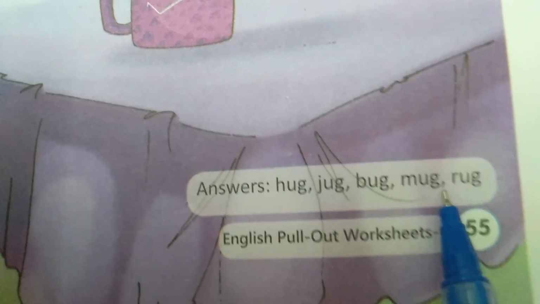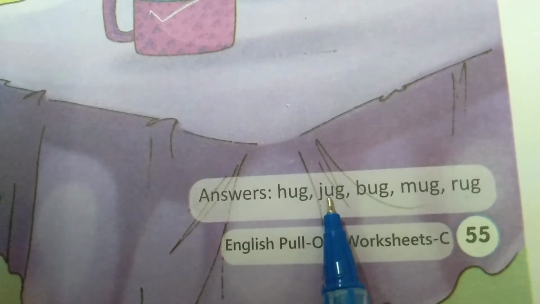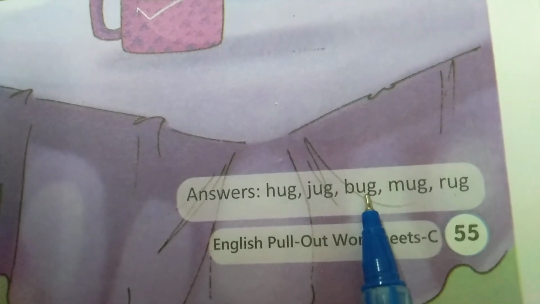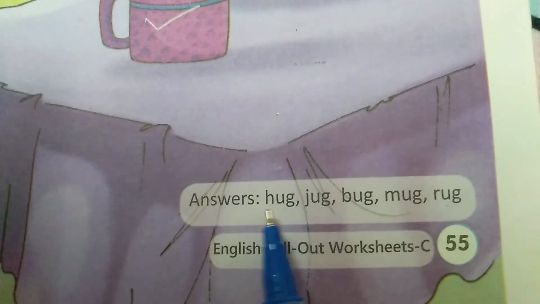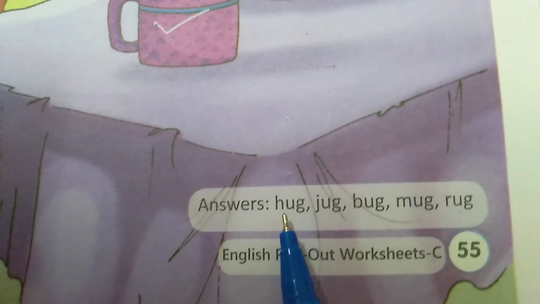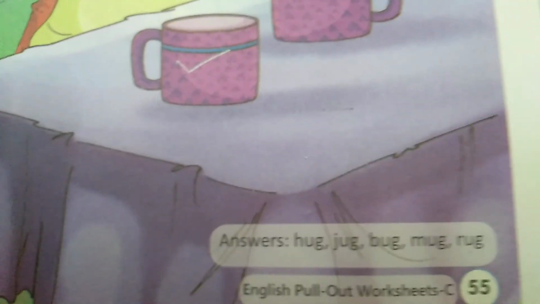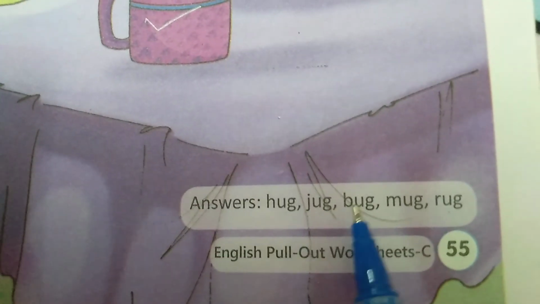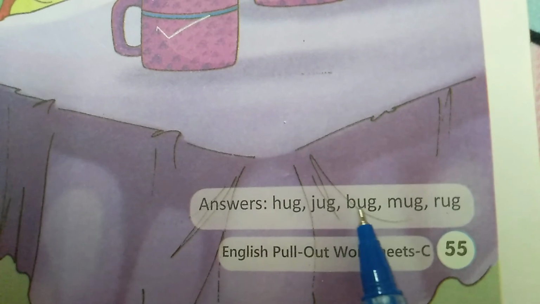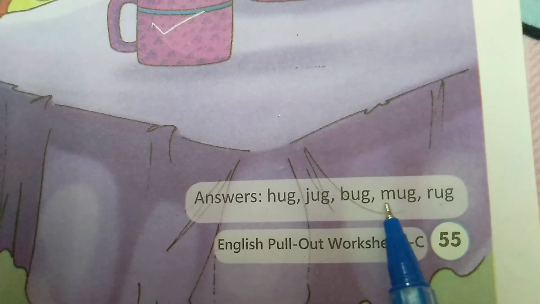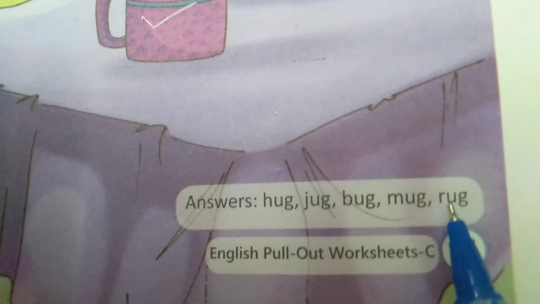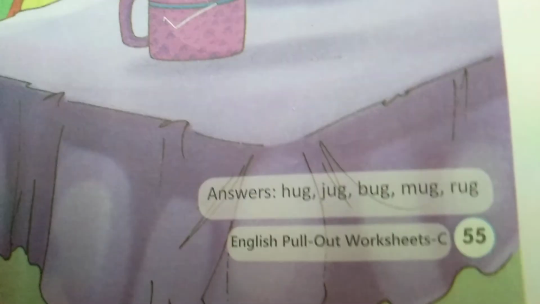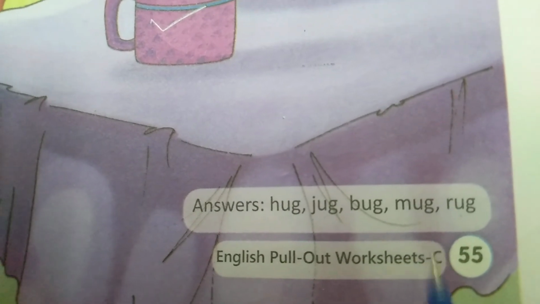M-U-G, mug. R-U-G, rug. See, in all the words in the end, what is coming? U-G. Ug sound. H, ug, hug. J, ug, jug. B, ug, bug. M, ug, mug. R, ug, rug. So you have to memorize all these words.